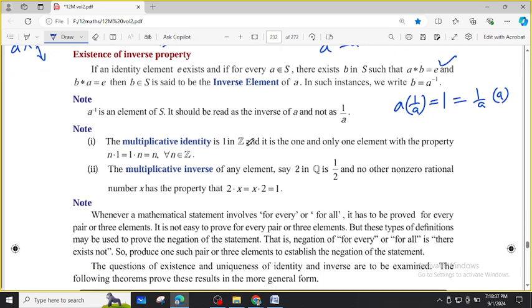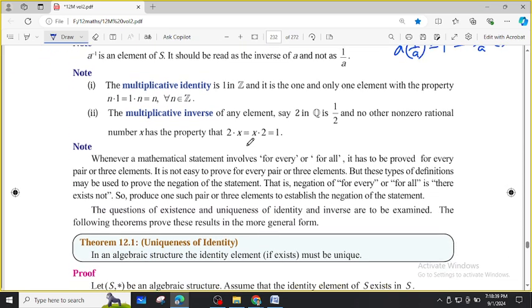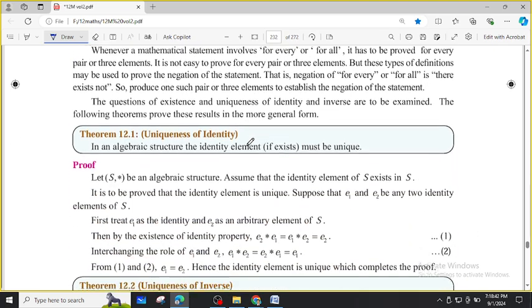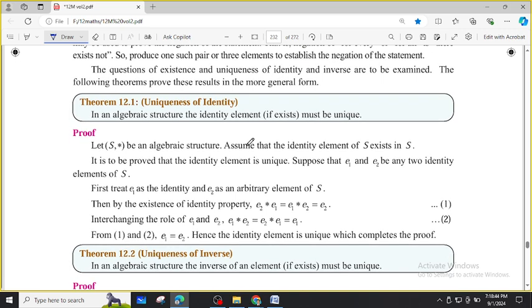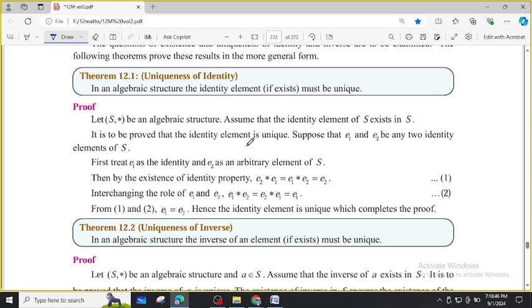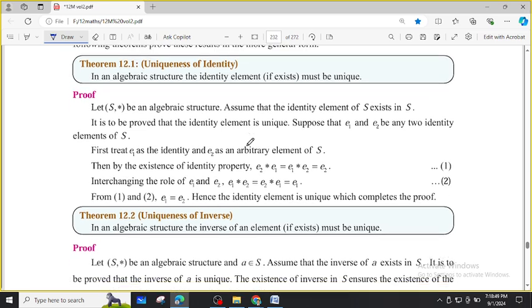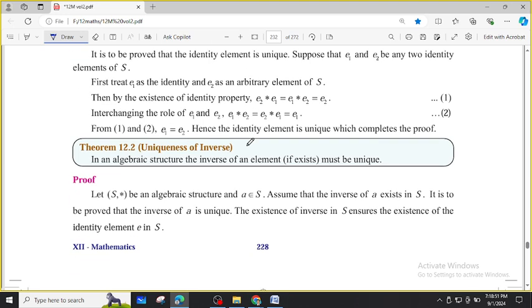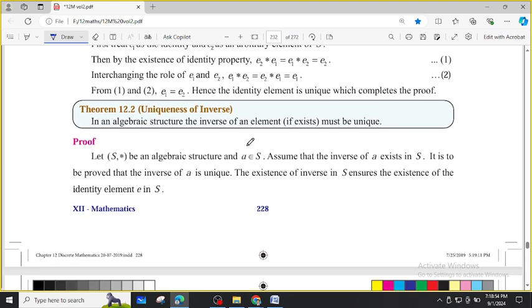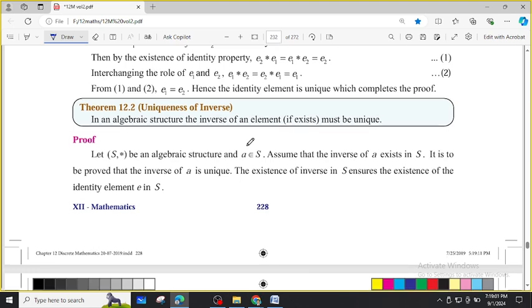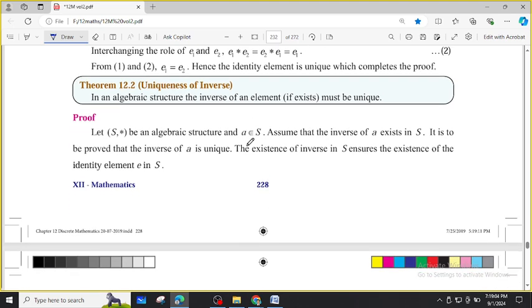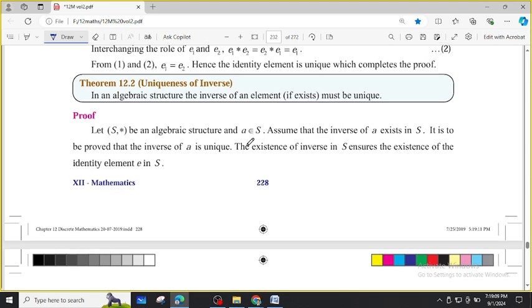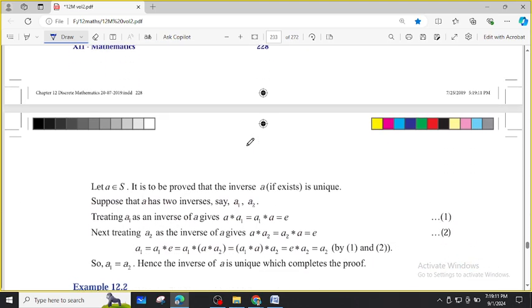I already said multiplicative identity, multiplicative inverse. Uniqueness of the identity. For an algebraic structure, there should be only one identity in that set. There should not be two identities. That is a very important theorem. Uniqueness of inverse. For an algebraic structure, there should be only one inverse. It should be a unique inverse, unique identity. We can't get more. For one set, two identities not possible. For one element, more than one inverse not possible. So these are the important results.